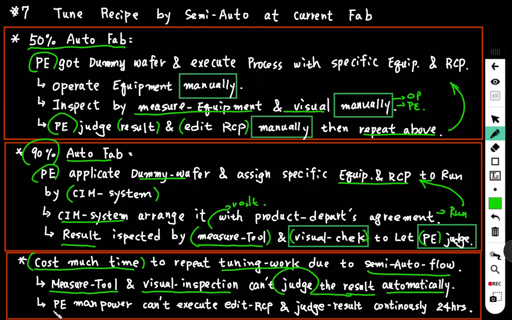And the process engineer manpower cannot execute the recipe editing and judge the result continuously for 24 hours, because mankind cannot work without sleeping. It costs too much time.